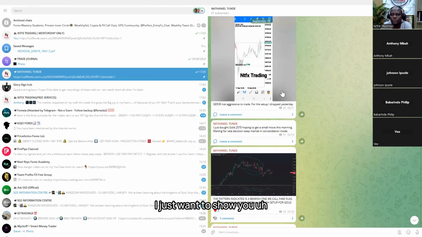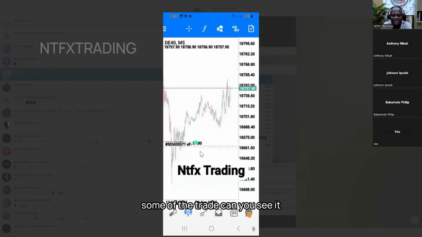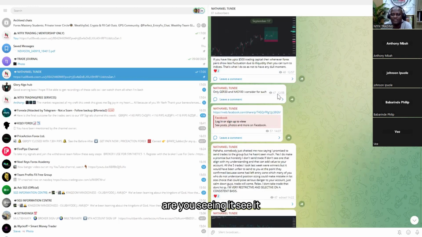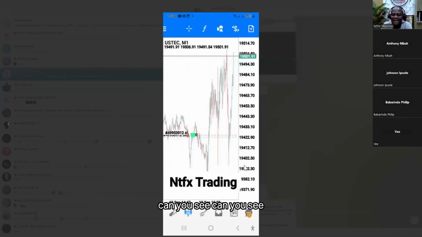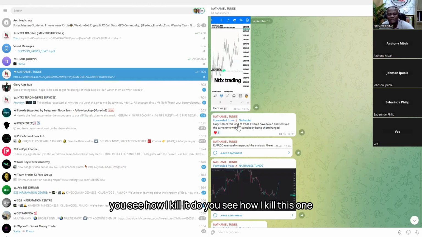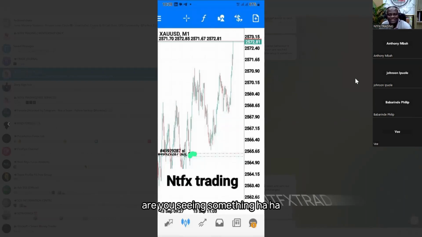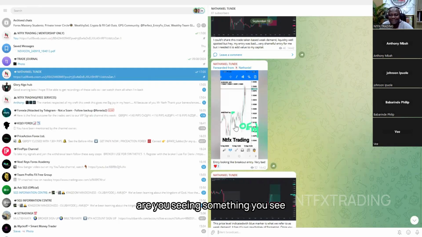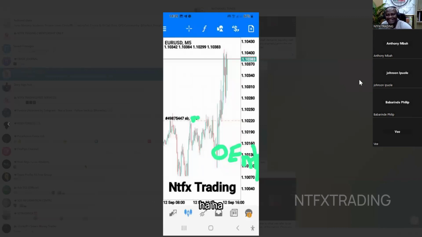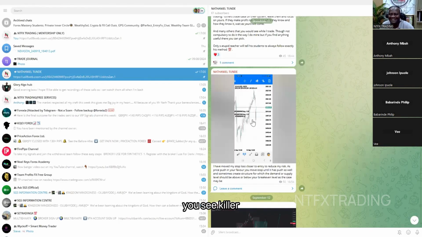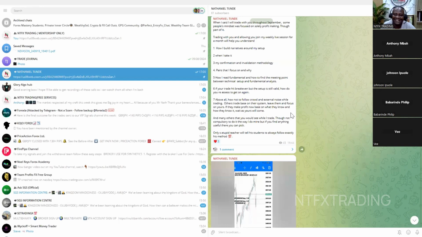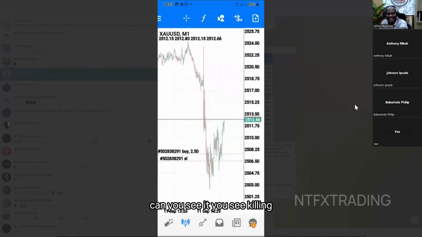I just want to show you some of the trades. Can you see how I will literally kill this particular instrument? You see how we kill it? Do you see how we kill this one? It's a killer.